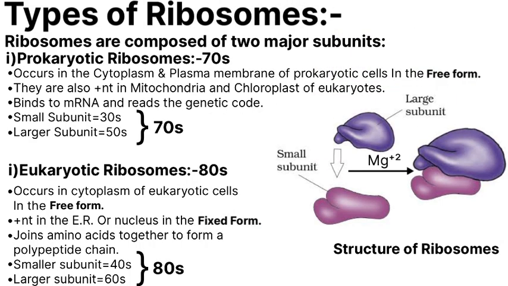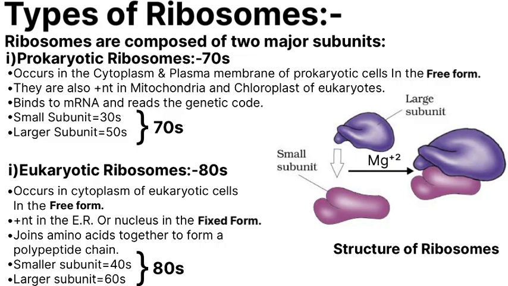What are the types of ribosomes? First we have prokaryotic 70S ribosomes and eukaryotic 80S ribosomes. If you remember, in the first part of this lecture we have already covered prokaryotic 70S ribosomes, but in this part we will try to cover from a basic to an advanced level so that you can easily differentiate between these two ribosomes at any time.